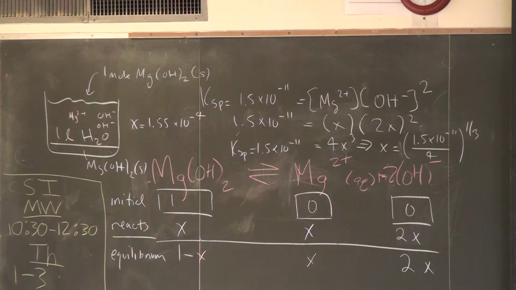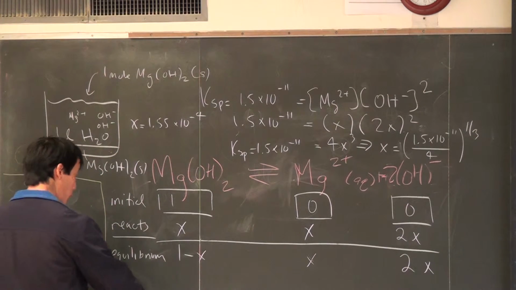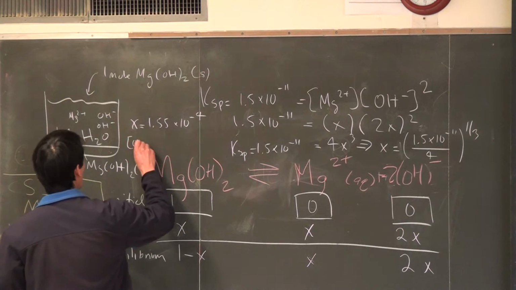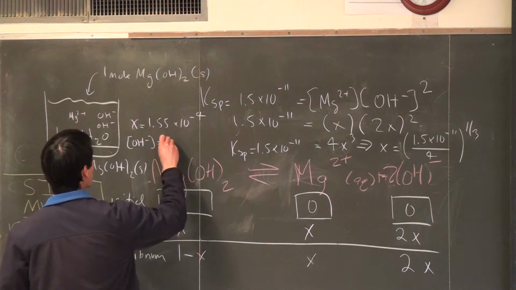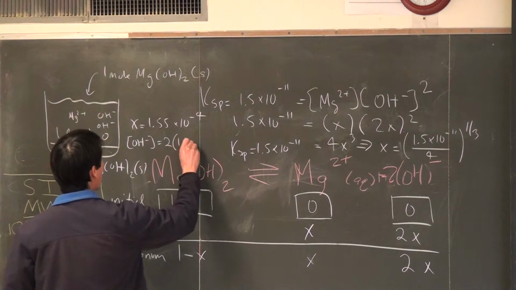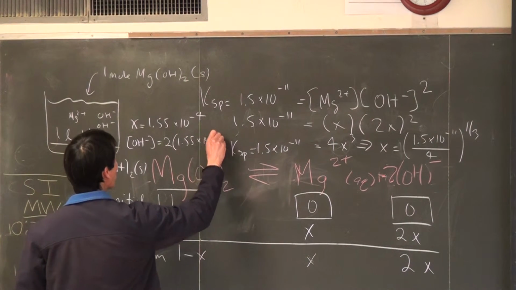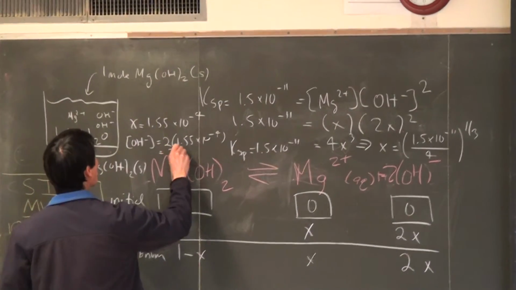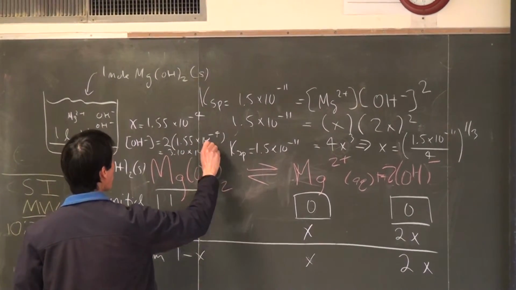So what is the pH of this solution then? Because we've got a little bit of hydroxide ion which has dissolved in the solution. So we got some hydroxide floating around in the solution. So OH minus is going to be equal to 2x, or 2 times 1.55 times 10 to the minus 4, or that's equal to 3.10 times 10 to the minus 4.